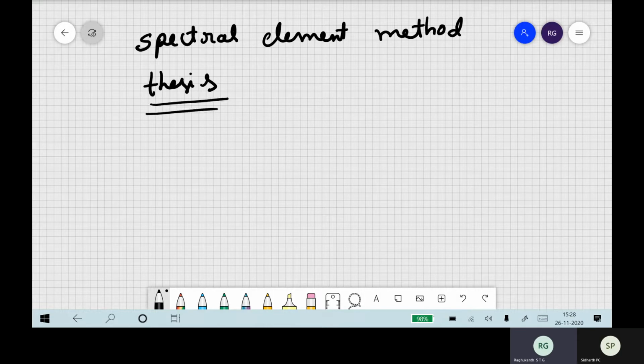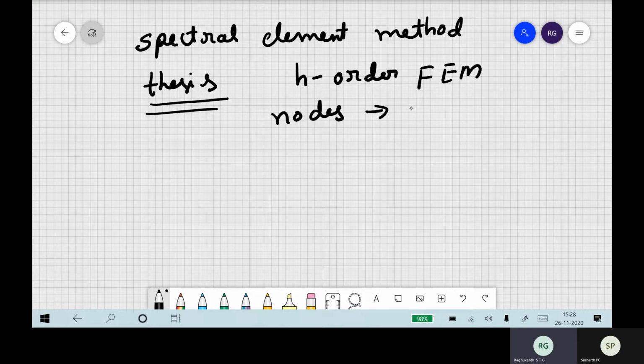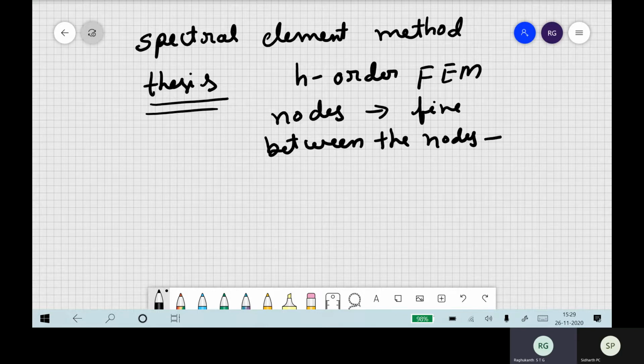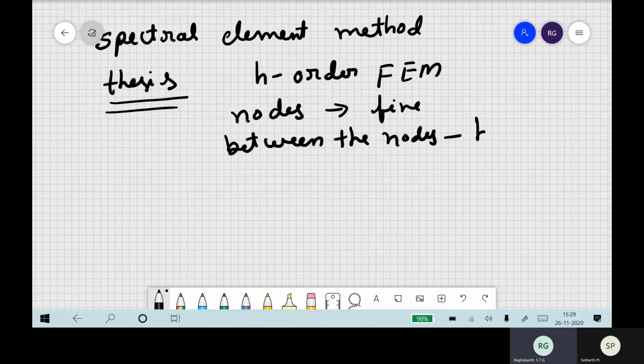But the only thing you have to remember is that the spectral element is essentially a higher order FEM. So at the nodes it will be perfectly fine, but in between the nodes, if you try to find the solution, the errors will be very high, and because the polynomials are of very high order, there will be huge oscillations. So this is one negative thing with this higher order FEM.